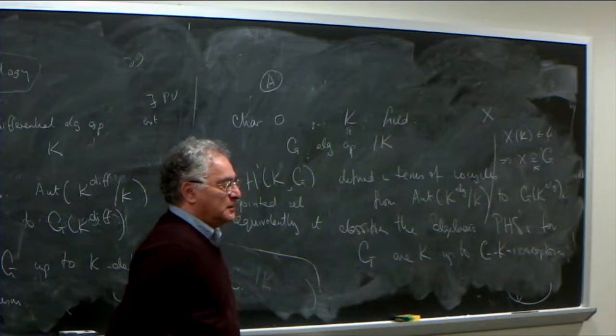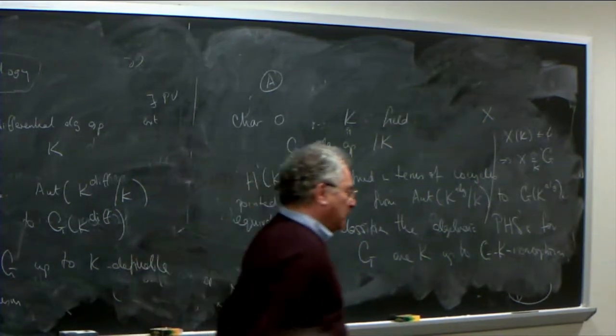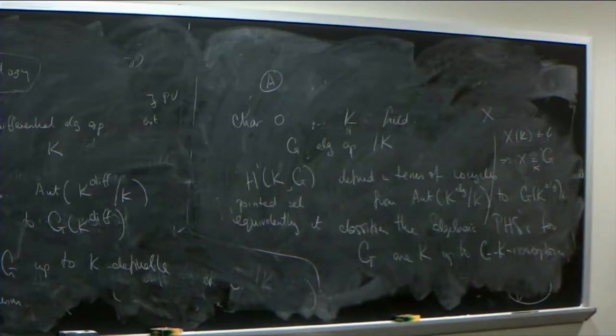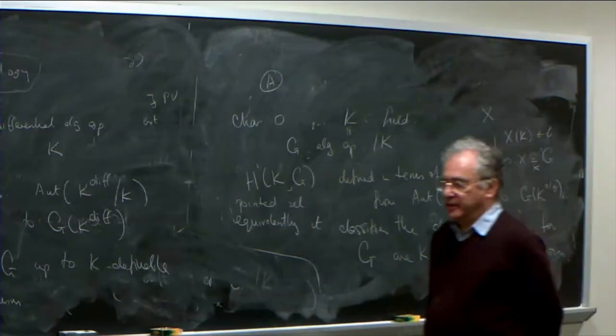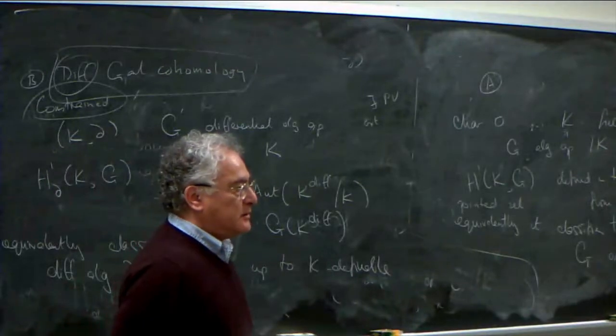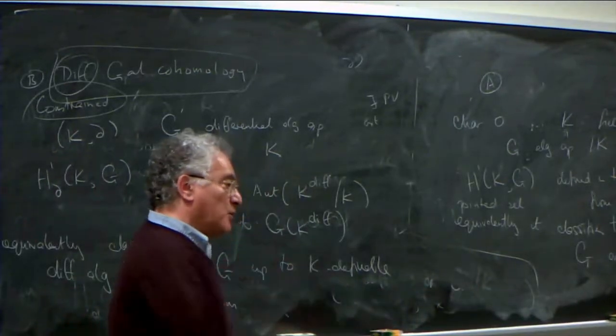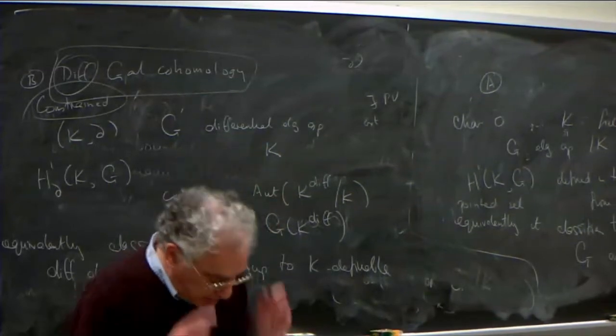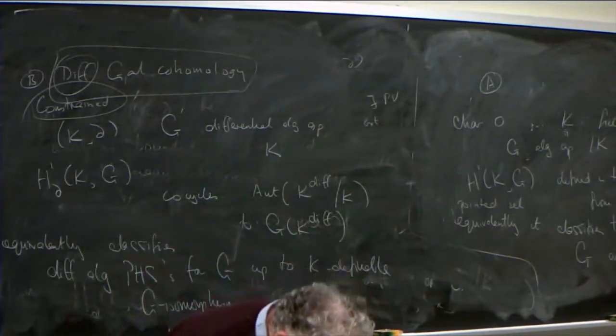That's how you get the co-cycle condition. It's all about descent theory. Descent theory is about having a K point. But connecting it with the ordinary Galois cohomology is the crucial thing technically in the proof, which we talk about. Now, as I said, Serre.